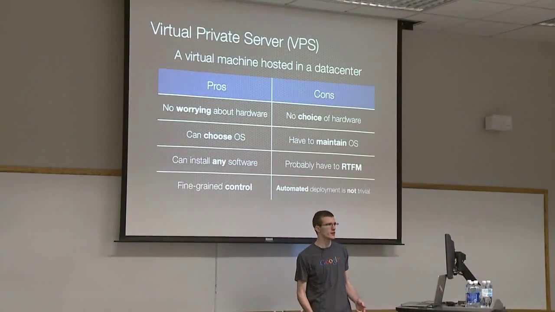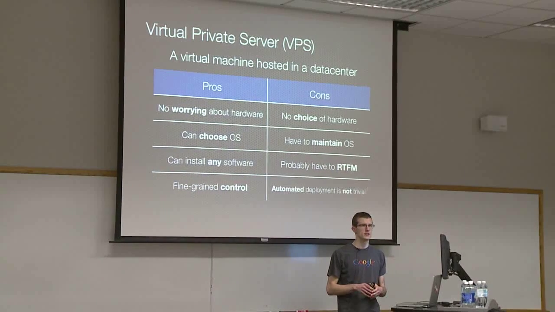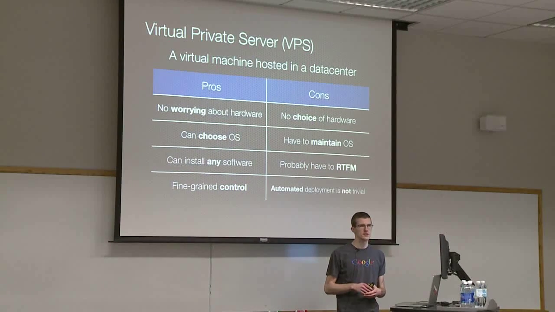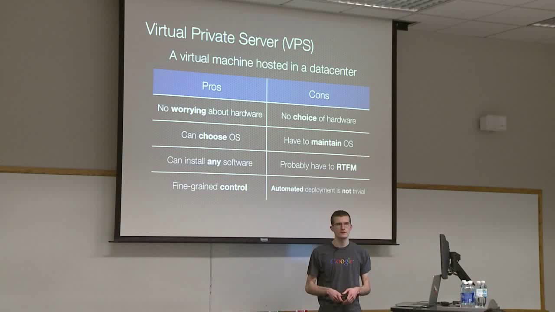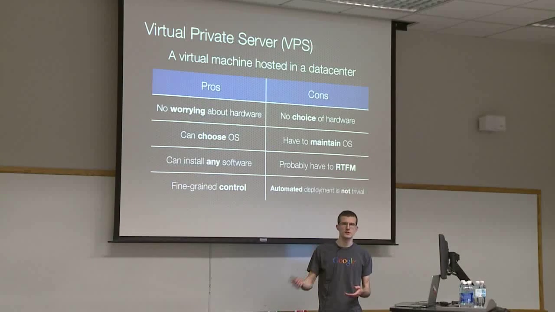So one of the more common options is a VPS, a virtual private server. What this is, it's a virtual machine hosted on a server in a data center. So a company, Amazon, Linode, something like this, we'll get into specifics in a minute. They have a number of physical machines in the data center, and they install virtualization software on it. As a customer, you get a full virtual machine to access.